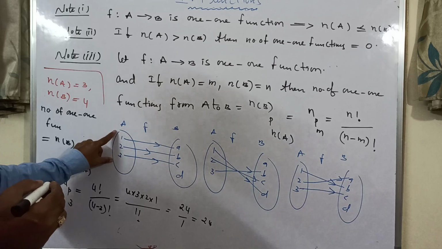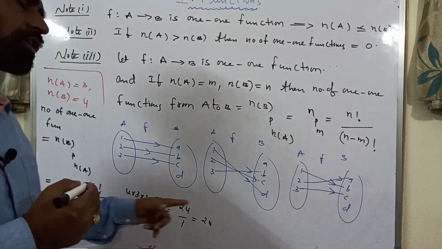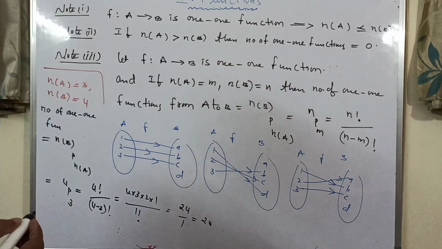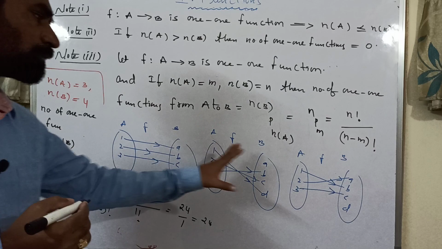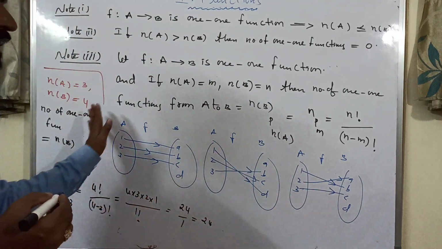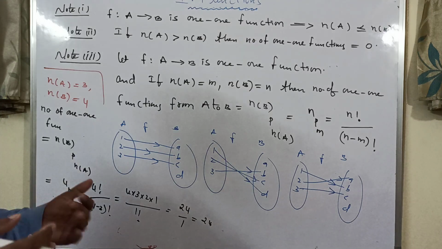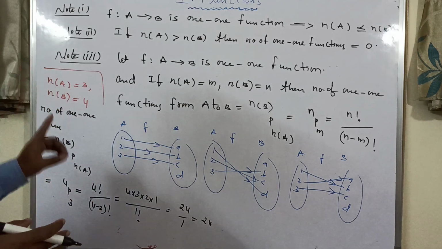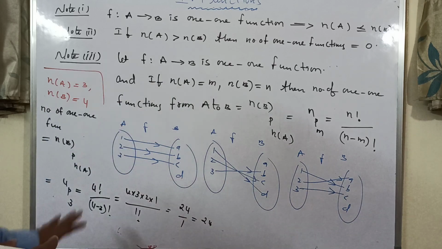Then set A containing 3 elements, set B containing 4 elements. How many one-one functions can we find? 24 functions we can draw. How many diagrams are possible like this? 24 diagrams. But we can't draw all the 24 diagrams on the board. That will be difficult. We will get confused. So therefore, using this formula we can identify the number of one-one functions from A to B.